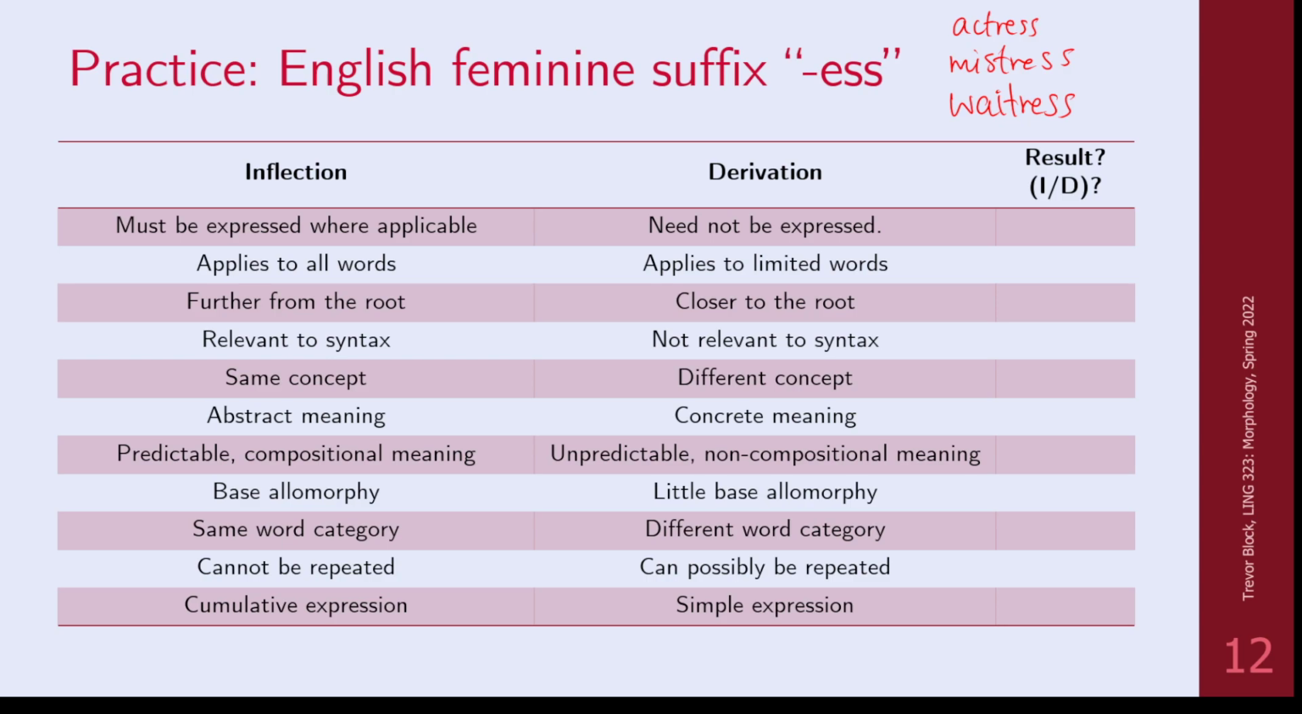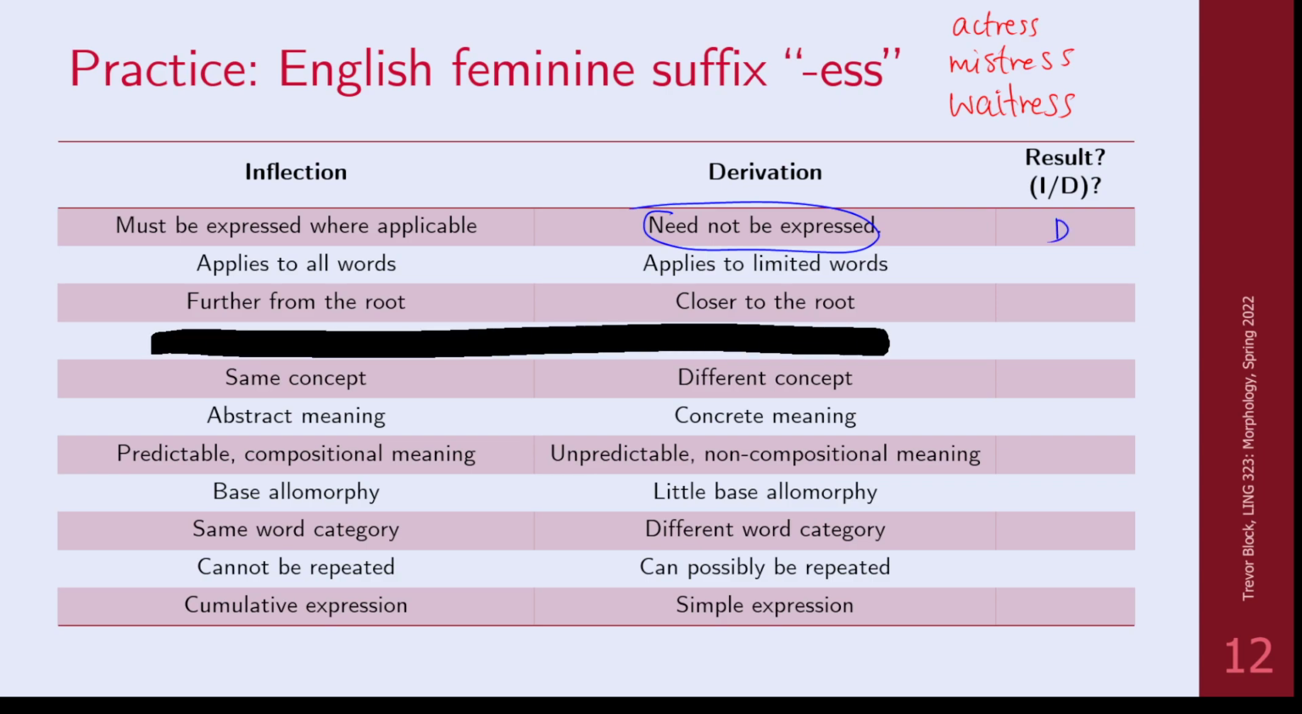So, do we need to express it where we can? Like, if we have a woman, a female actor, and we want to make that sound a little bit more descriptive, do we have to call a female actor an actress? Do we even have to say female actor? No, we can just say actor. We don't have to express -ess if it can be expressed. We have a choice. So that behaves derivationally.